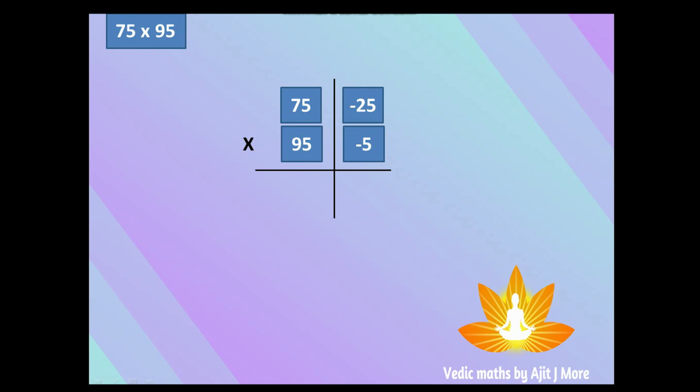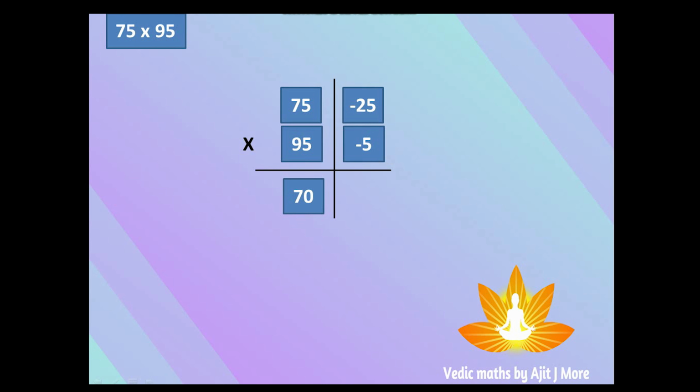So the deviations are found. Now the next step is your solution, which is of two parts. First part is diagonally or crosswise addition. Now see, 75 minus 5 is 70, and 95 minus 25 is also 70. That will be your first part. And the second part is multiplication of 25 with 5. Now remember, 25 times 5 is 125.